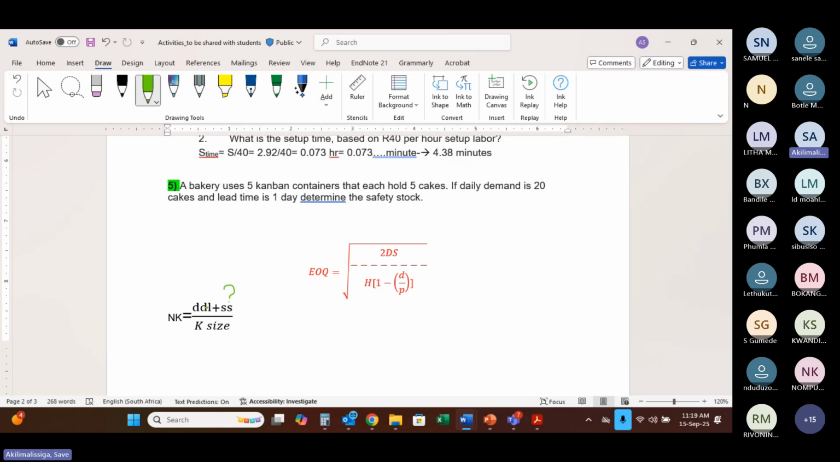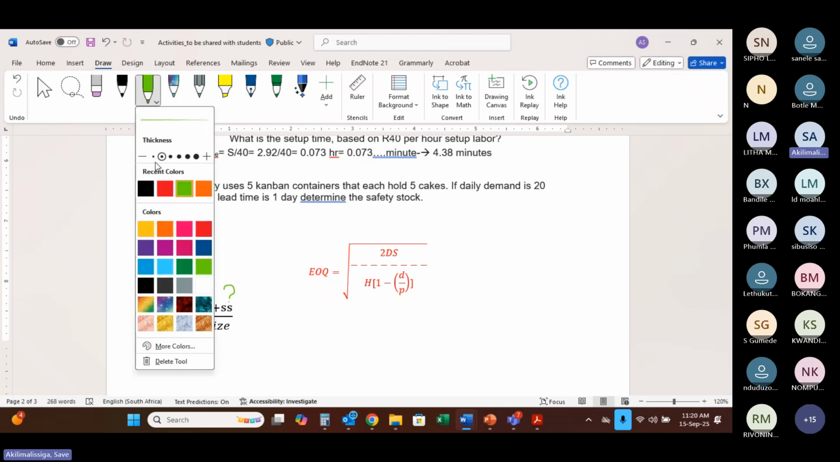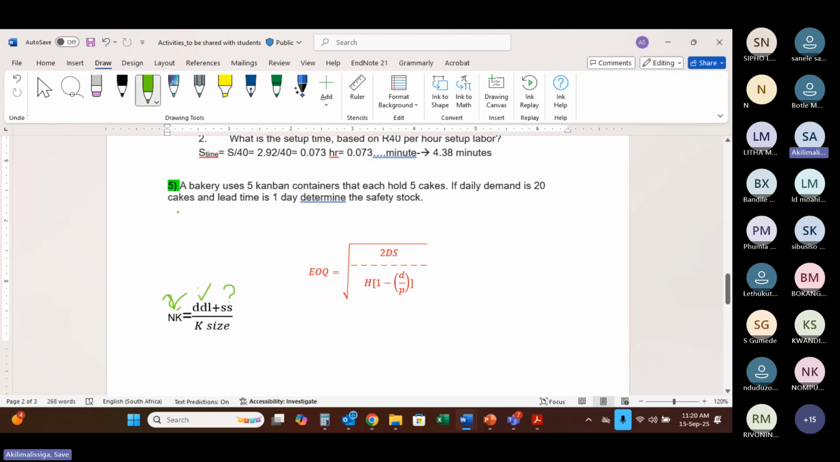So meaning that from the statement, probably there is a case where the number of Kanbans is provided, the demand during lead time is also provided. Let me just put a tick here. And the daily demand is also provided. So the best example is number 5. Is it number 5? Yeah, you will do it. Question 5. Yes, okay, perfect. Let's just do number 5.